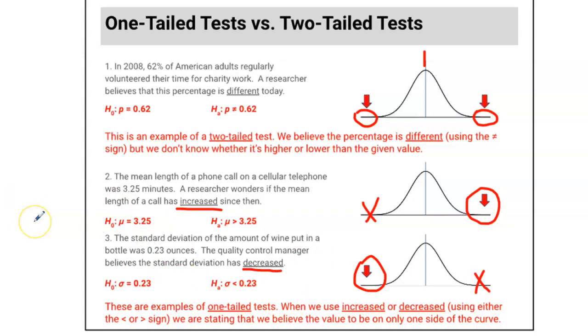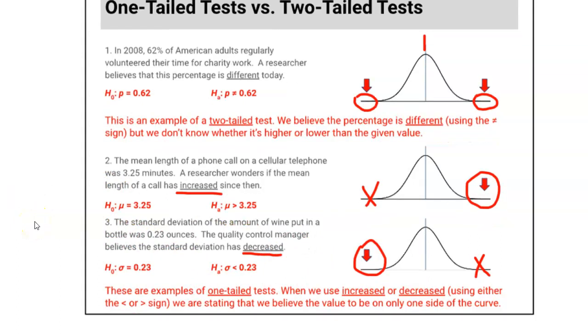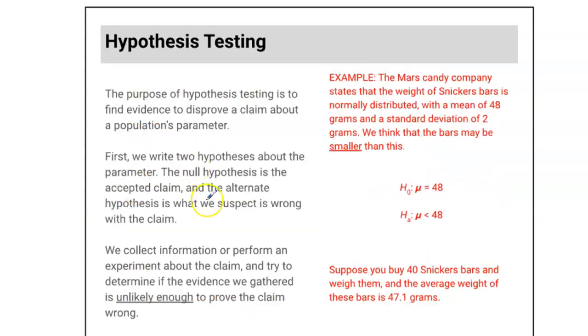So now you know how to write the null and alternative hypothesis, and now you know how to figure out whether it is a one-tailed or two-tailed test. Let's jump into an example. Now, the whole idea of hypothesis testing is to find evidence to disprove a claim about a population's parameter. We're always trying to say whether a population's parameter is what we expect or is not what we expect.